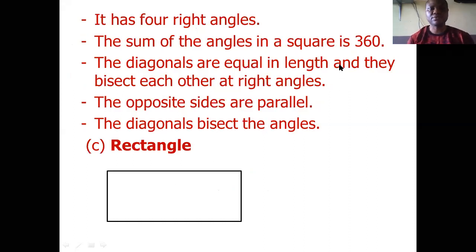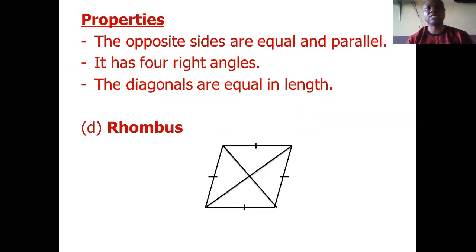For a rectangle, you can see on the screen the properties: the opposite sides are equal and parallel. It has 4 right angles, just as a square. The diagonals are equal in length. So now let's talk about rhombus.